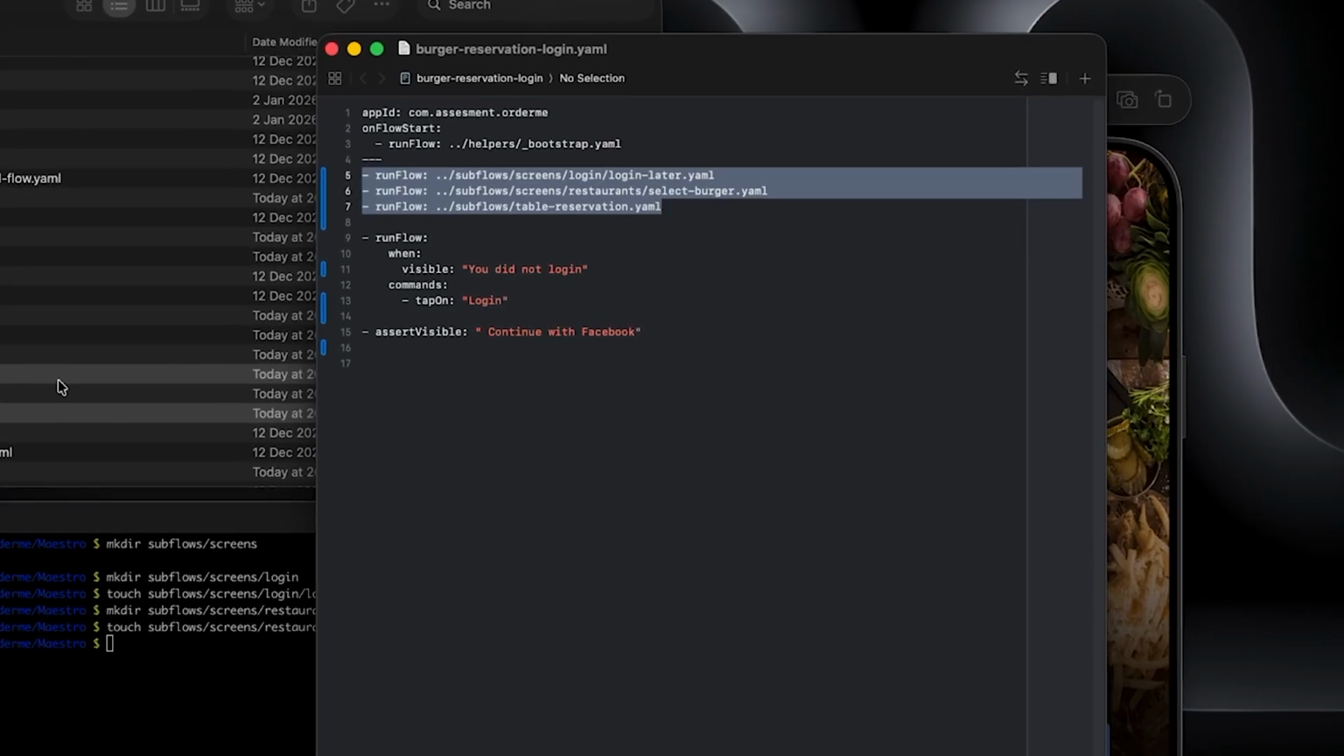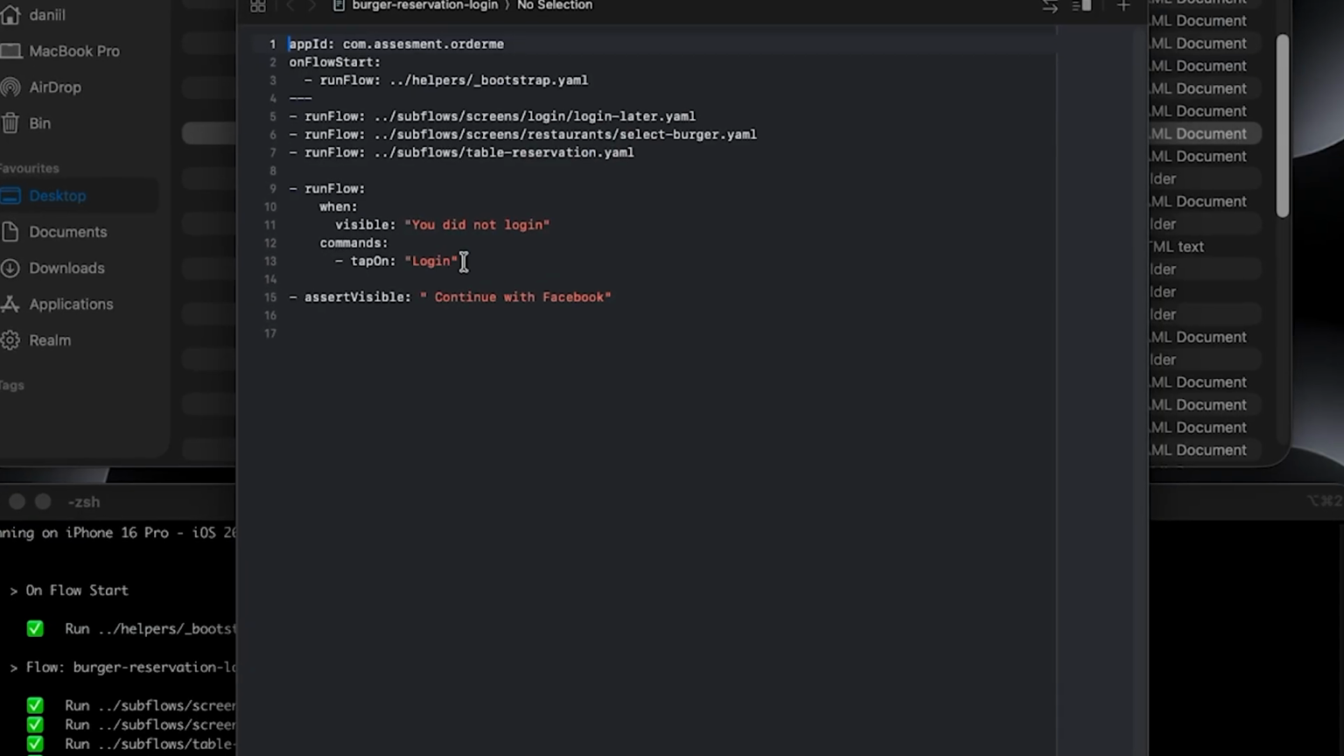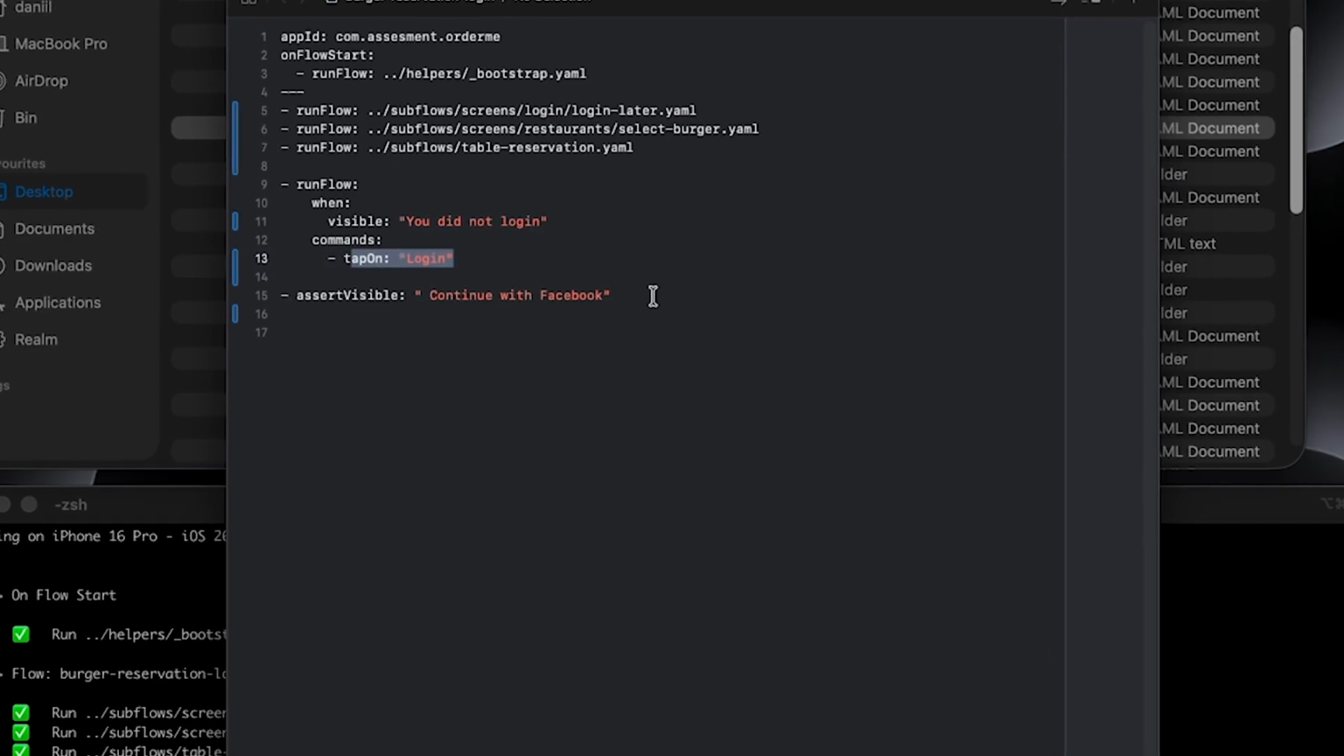Your scenario logic stays stable. Your UI mapping lives in one place. And suddenly, cross-platform automation becomes realistic. This is how senior engineers design Maestro suites, not by writing more flows, but by separating responsibilities.